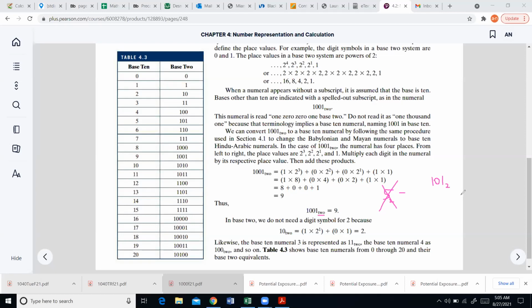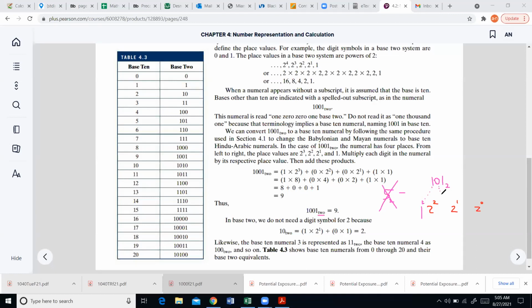So if you have 101 in the base 2, it means that we deal with powers of 2. So the powers of 2 will be, of course, starting with 2 to the power of 0. Then we have next term 2 to the power of 1, and then 2 to the power of 2. I say, Alex, what about 2 to the power of 3? Yes, there is also 2 to the power of 3, but since we have only 3 digits, then we don't need it.